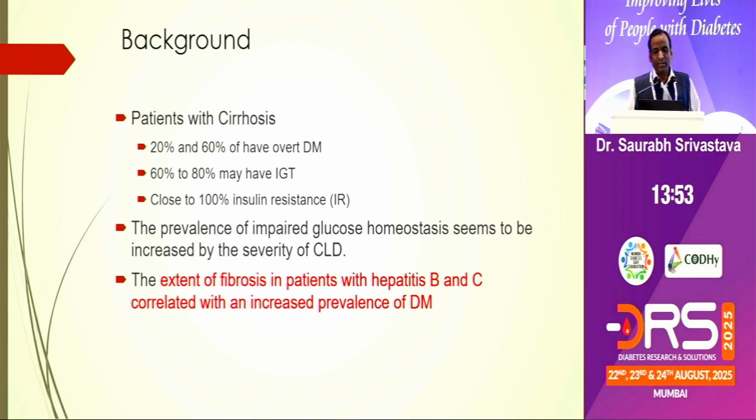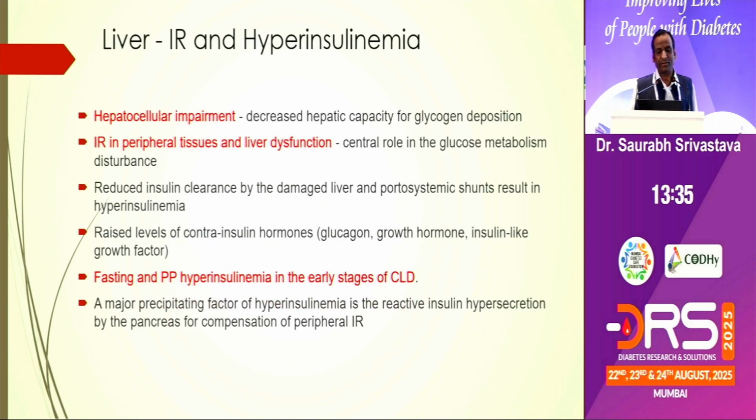As sir has already discussed, patients of cirrhosis have more chances of having diabetes and IGT, but close to 100%, that is, nearly all patients, are insulin resistant. And fibrosis is the thing which increases with the prevalence of diabetes mellitus.